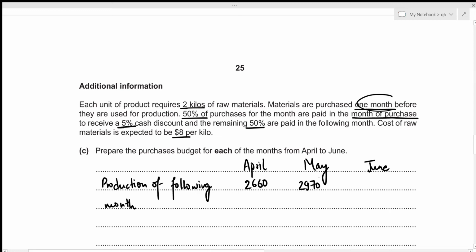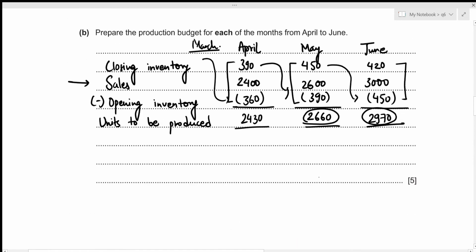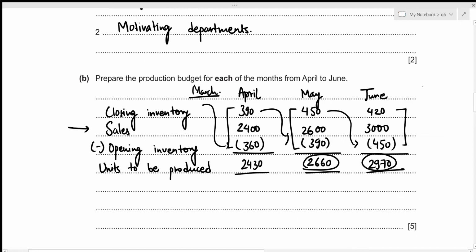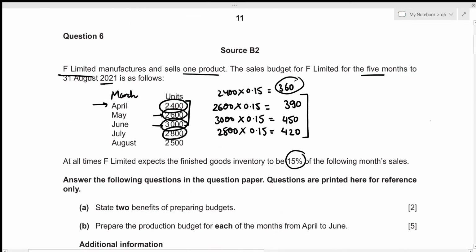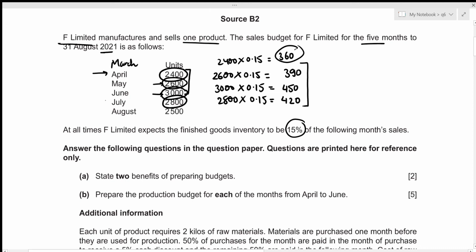Whereas for June, it would have been the production unit for the month of July, which you have not yet figured out. So I'm just going to write down the closing inventory, sales, and the opening inventory for the month of July. And we know that the closing inventory for the month of June will act as the opening inventory for July. So our 420 goes here. Okay, let's write down our sales value and the closing inventory value. We have the sales value for July to be 2800. Let's write it down.